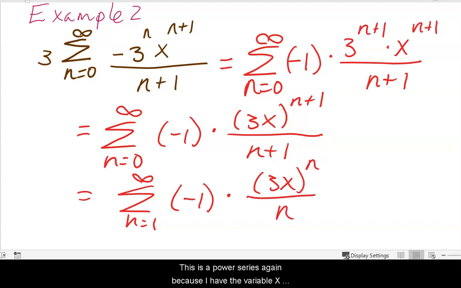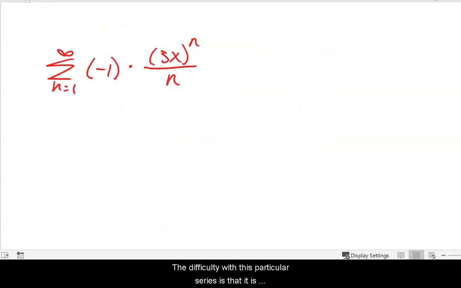This is a power series, again because I have the variable x involved being raised to a power which corresponds to the index of summation. The difficulty with this particular series is that it is not in geometric form, and there's no way to make it be in geometric form. Remember that geometric form is based on the exponential. In other words, we typically have some r being raised to some power based on the index of summation. However, we have this divided by n here, which is not being raised to the nth power. There's no way to rewrite this in a strictly geometric series format.